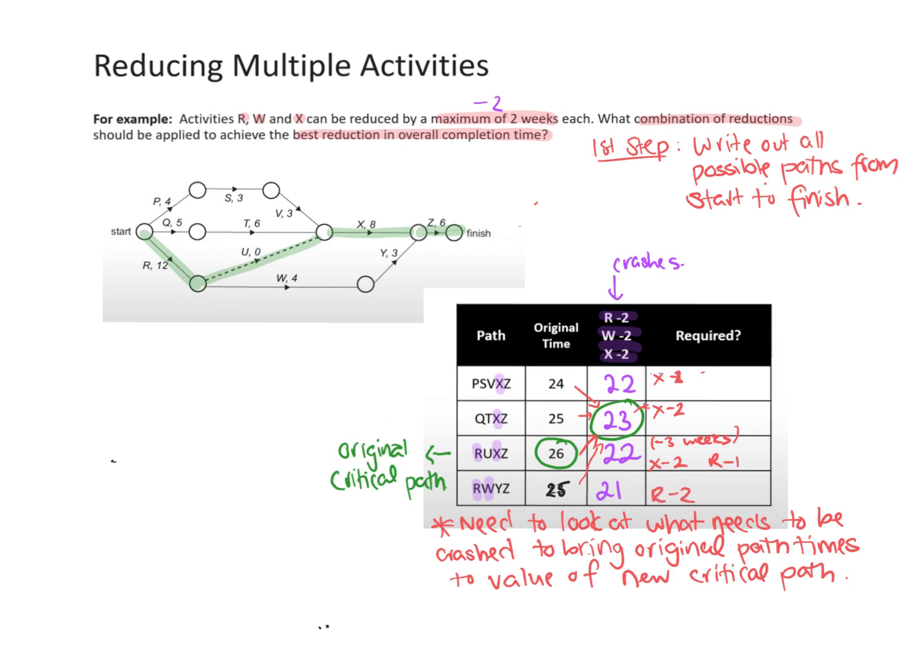So now it's actually come to, we need to use 2 for R and we need to use 2 for X. So the answer here will be, we will reduce X by 2 weeks and R by 2 weeks. And that will give us the best reduction in overall completion time.